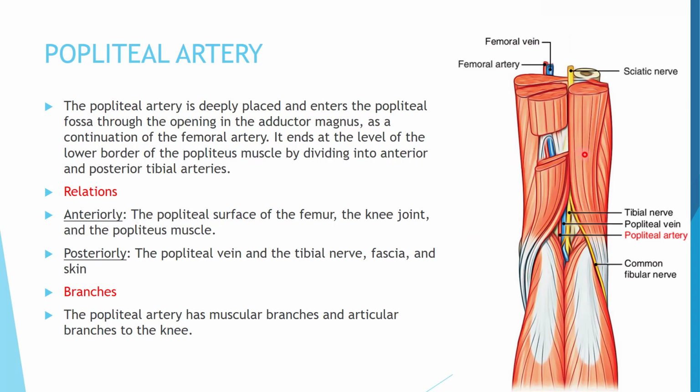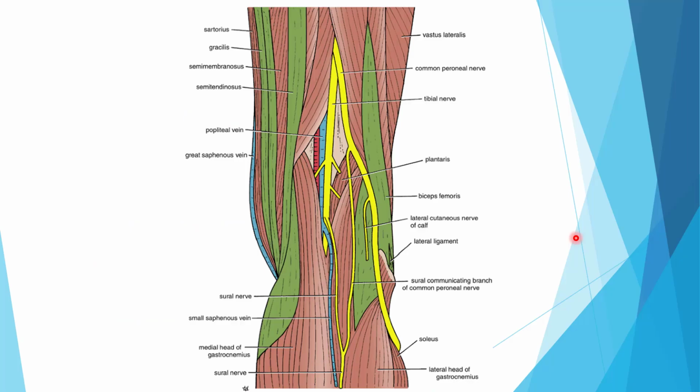How many branches are there for the popliteal artery? The popliteal artery has muscular branches and it has articular branches to the knee joint because it is crossing the knee joint, so it will supply the knee joint. See here in this diagram also, this is tibial nerve and this is the common peroneal nerve. This is popliteal vein and this is popliteal artery. These are the posterior relations. The popliteal vein and the tibial nerve are present posterior to the popliteal artery.